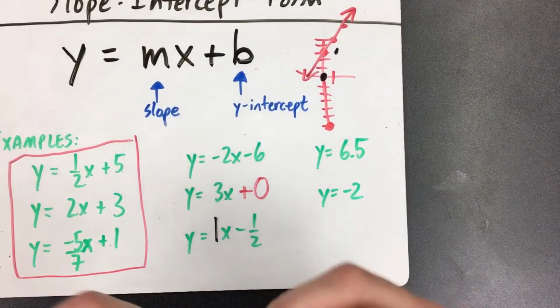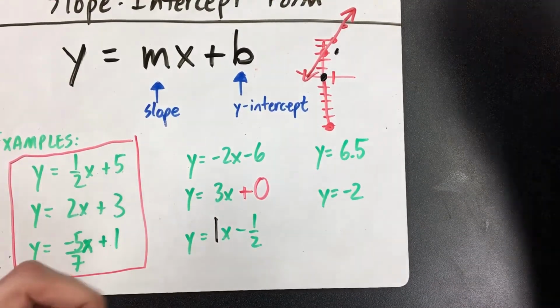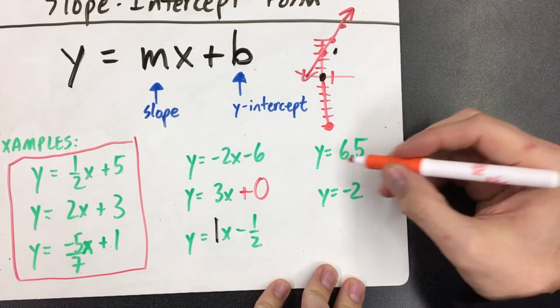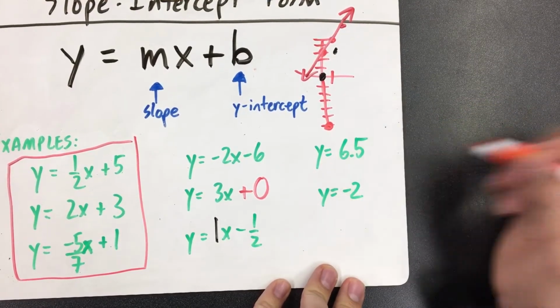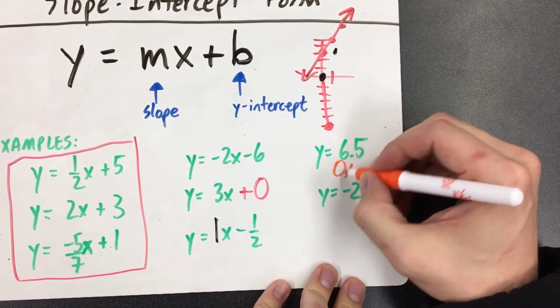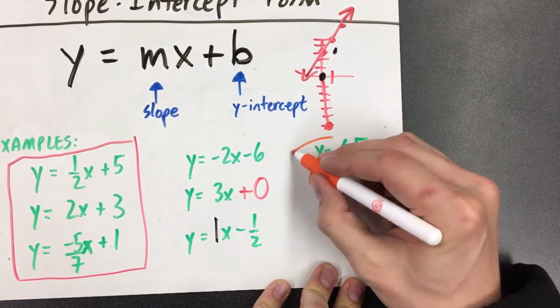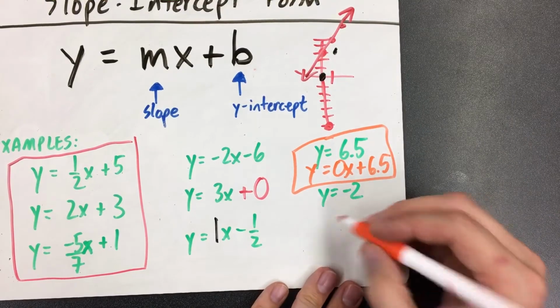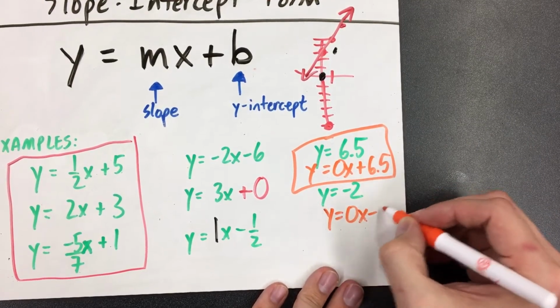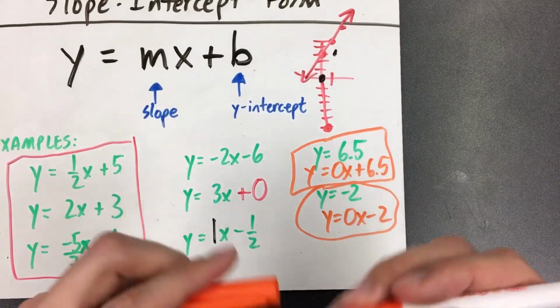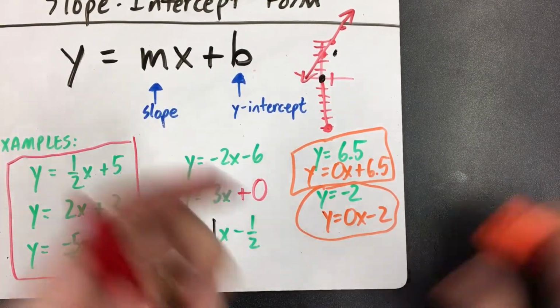And then these last two, I've never heard it called this, but our book called these two. You see how this doesn't have a slope at all? It's just y equals 6.5 or y equals -2. This is almost like 0x plus 6.5, right? That would be the same thing. These two are identical. They just don't put the 0x. This is the same thing as y equals 0x minus 2, right? So right there in that little circle, those are the same thing. They just don't ever put it.